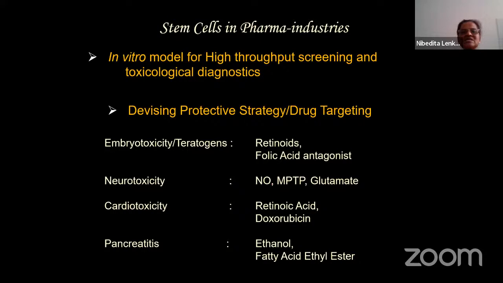So if you have a stem cell disease in a dish model, or you can make organoids or organs per se, these can serve as a very good tool or model to study different drugs. So you don't have to sacrifice animals and you can devise protective strategies for the same. Some of these I have already enlisted where it has already been tested.